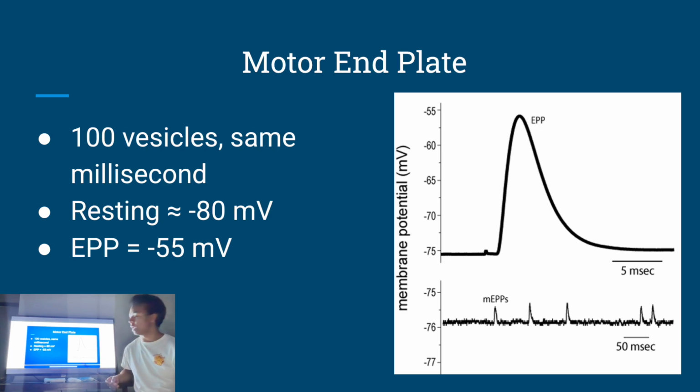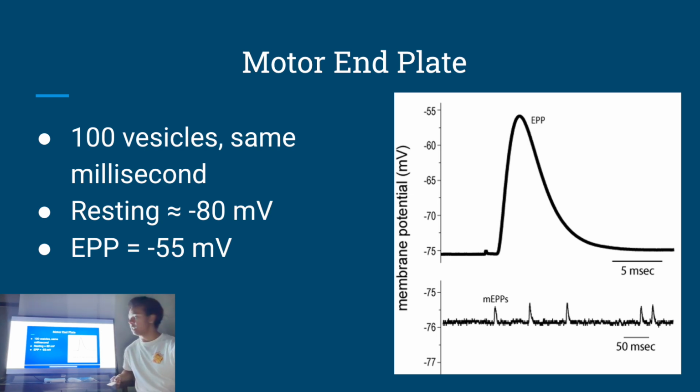In order for an end plate potential to be generated, about 100 vesicles need to release within the same millisecond. This will activate surrounding voltage-gated sodium channels. The resting state of the motor end plate is about negative 80 millivolts, so you can see here. And in order for an end plate potential to be generated, that needs to go up and reach the threshold of negative 55 millivolts. Only when this threshold is met will the voltage-gated sodium channels be able to open and excitation-contraction coupling will continue.